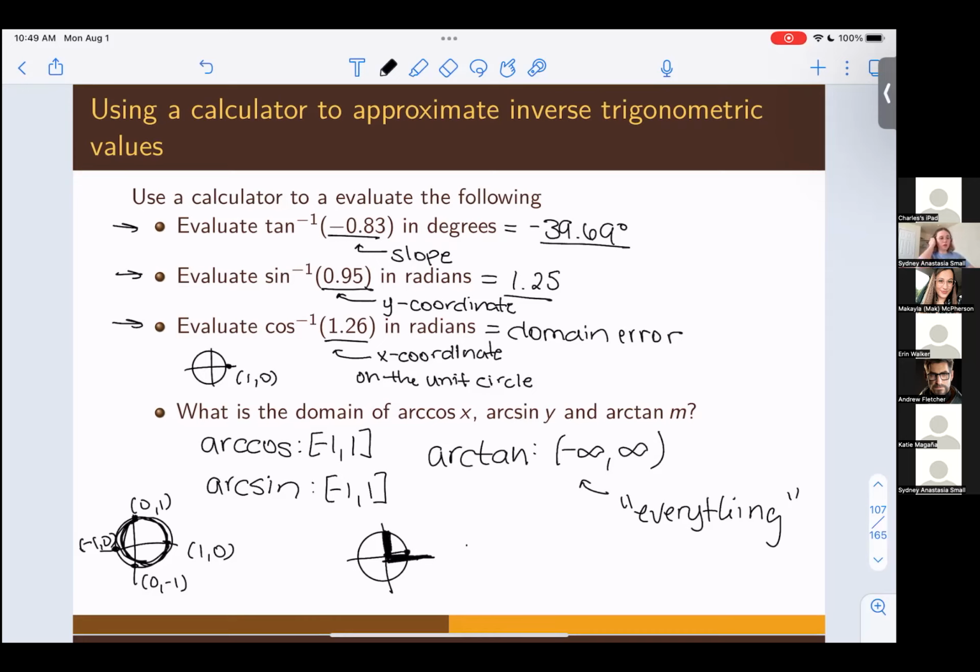But arc cosine and arc sine are restricted from -1 to 1 because the inputs are x coordinates and y coordinates on the unit circle respectively. And if it's not an x or a y coordinate on the unit circle, it's not going to give us an answer. It's not going to give us an angle.